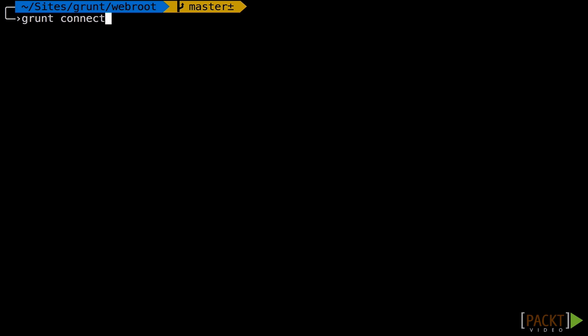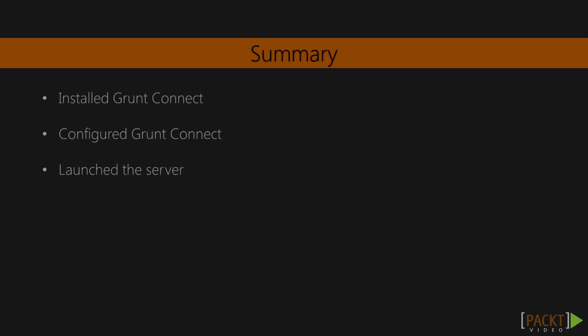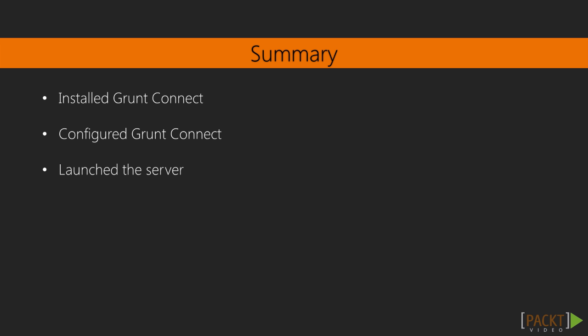Now, by using Grunt Connect in our terminal, we can launch our site. Make sure you have an index.html page to display, though. In this video, we learned how to use Grunt Connect to launch a server so we could view our work. In the next video, we'll go over how to use Compass to compile Sass into CSS.